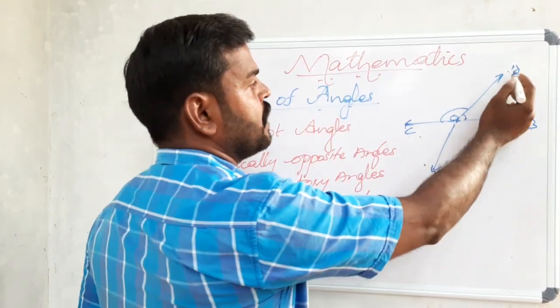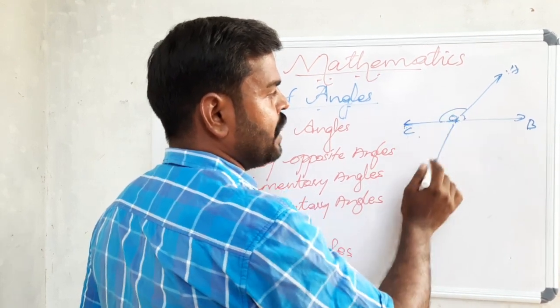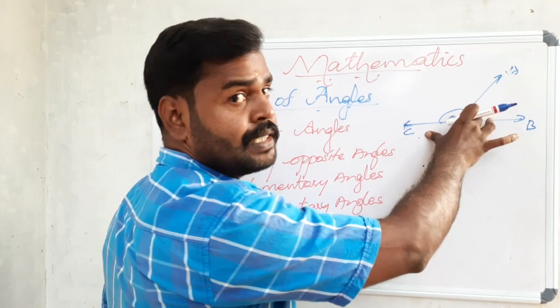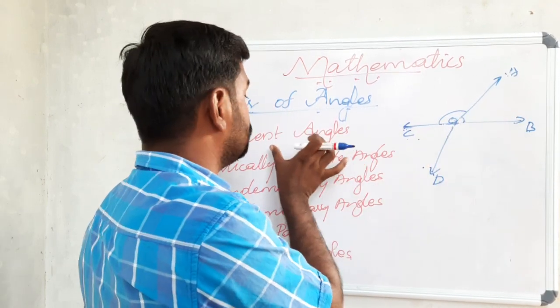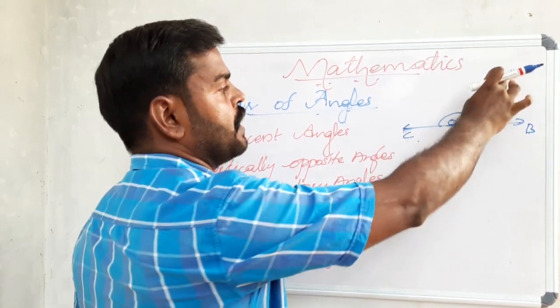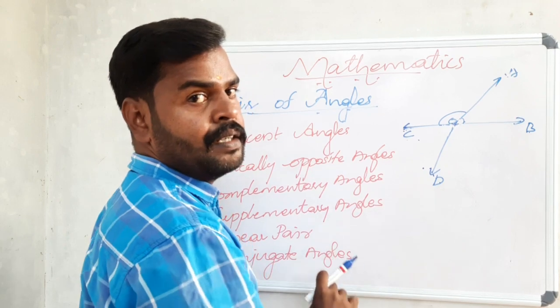Note the point: AOB and COD, these two are not adjacent angles because there is no common arm for this pair. So AOB and COD are not adjacent angles.